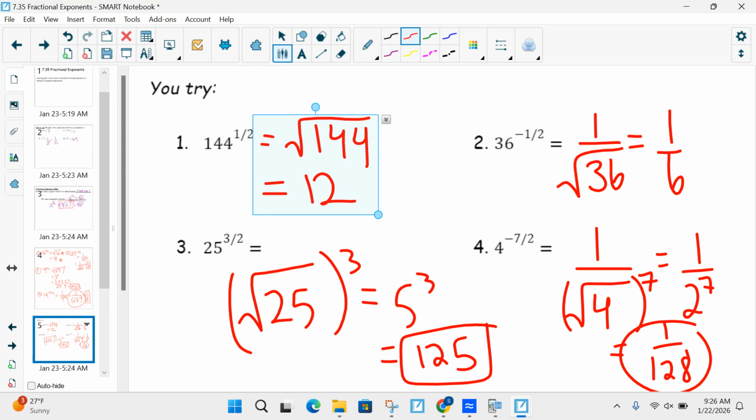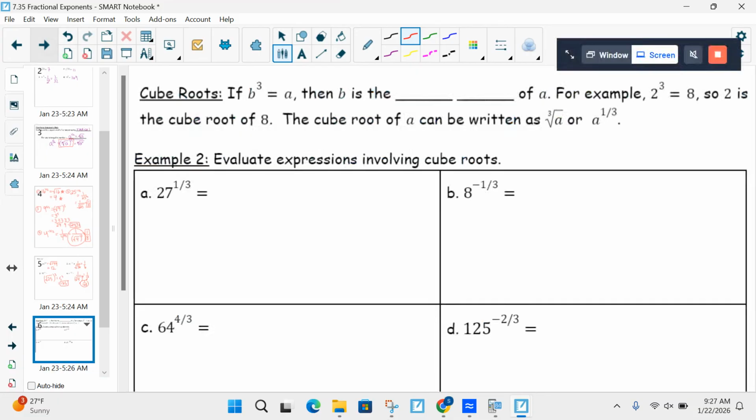Okay, so that page was just on square roots. The only thing that we're going to be doing is square roots and cube roots today. Well, for Algebra 1. So this page is on cube roots. So if b cubed equals a, then b is the cube root of a.